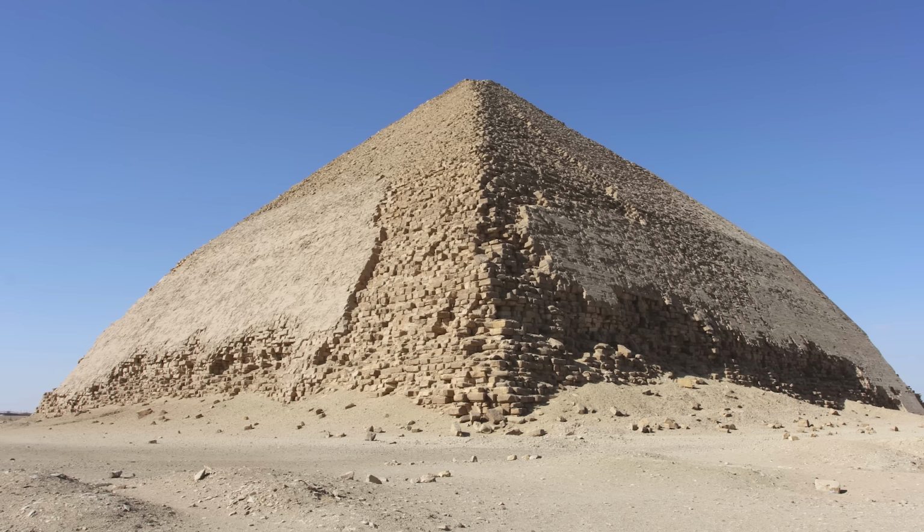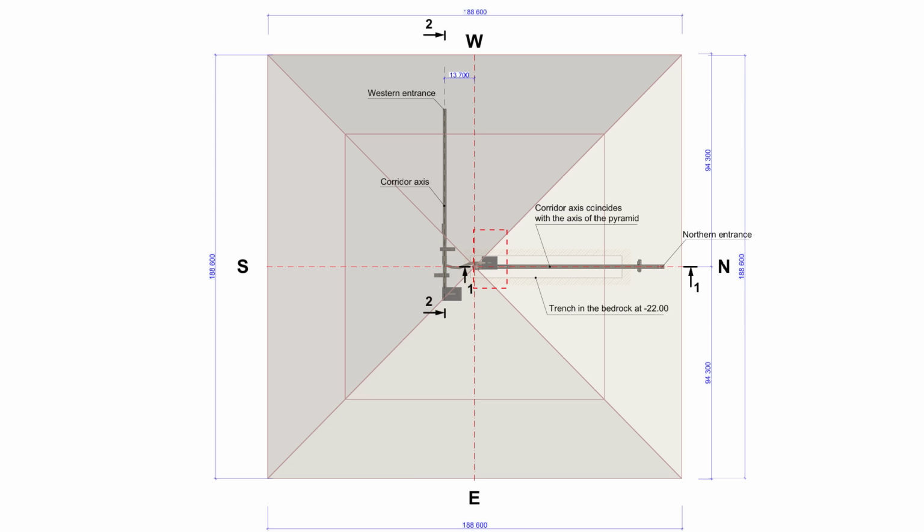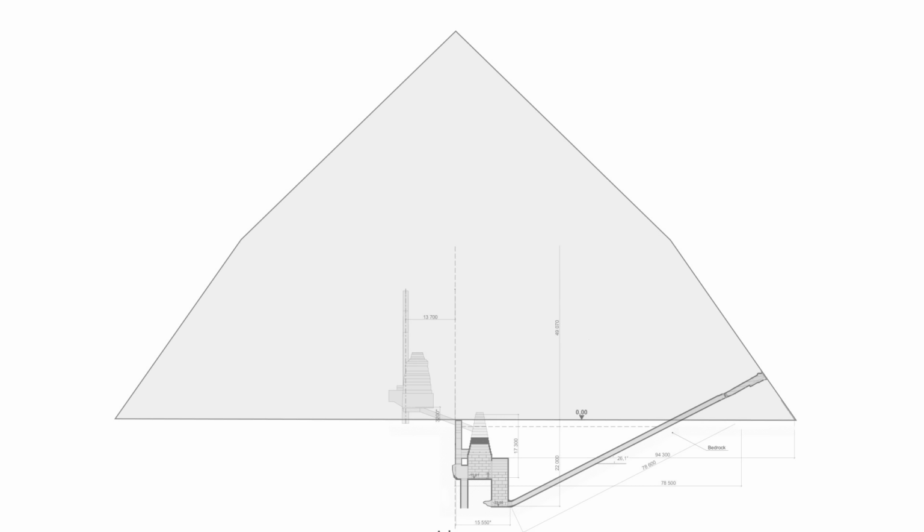The bent pyramid was built next. Its upper corridor faces west and its lower corridor faces north. But for clarity, we'll do the following. Let's rotate its upper system 90 degrees around the vertical axis so that both corridors face the same direction.